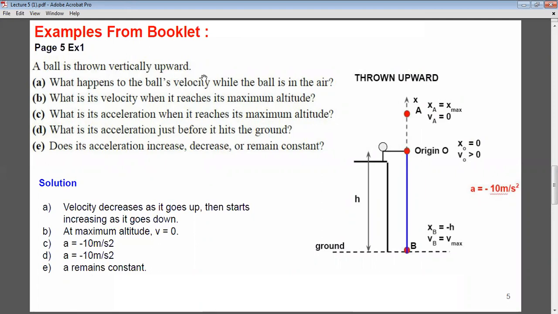What happens to the ball's velocity while the ball is in the air? What I said in the previous slide: velocity will decrease as it goes up, then starts increasing as it goes down. Okay, so velocity decreases as it goes up. Actually, here I should add until it stops.